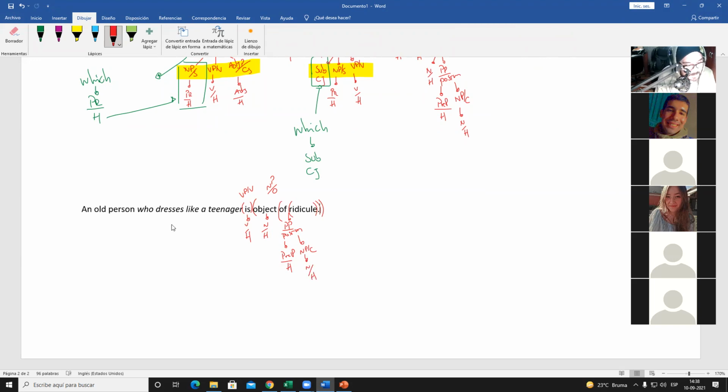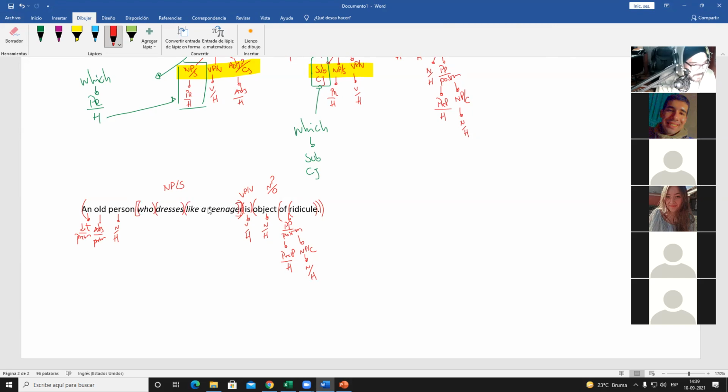The subject. He is object of ridicule. She is object of ridicule. Therefore, this is a noun phrase, right? I can replace it by a pronoun. And the determiner, right? Old adjective, right? Person, noun. And here we have our adjectival clause or adjective clause. Who dresses like a teenager. Okay. Verb. Subject. Who dresses like this.